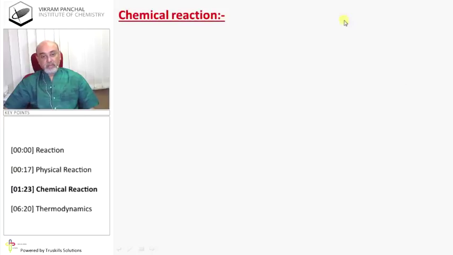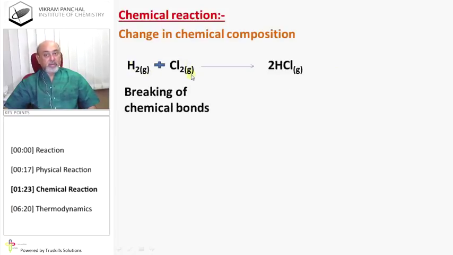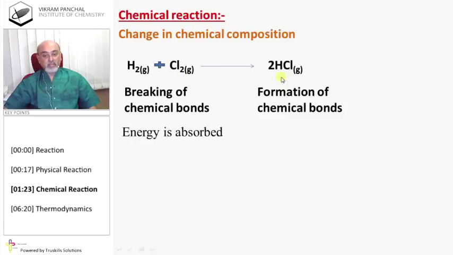Chemical reaction. Change in chemical state takes place, or change in chemical composition. Now, how does chemical composition change? For example, we take hydrogen, which reacts with chlorine and produces HCl. Here, hydrogen and chlorine are reactants. So, first of all, breaking of bonds takes place, and then formation of new chemical bonds gives a new chemical, which is called change in chemical state or chemical reaction.